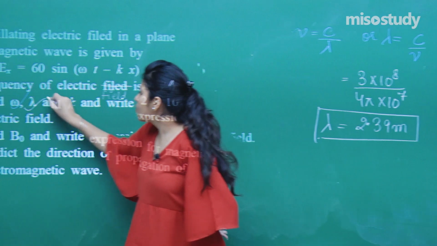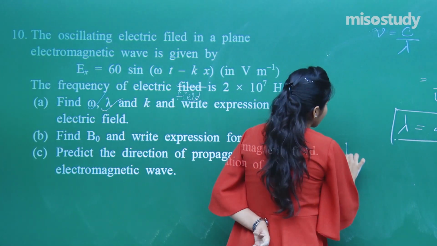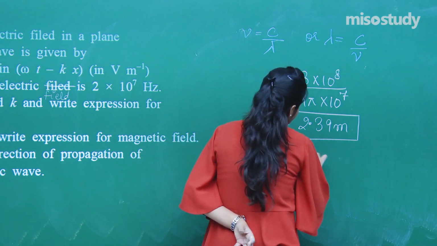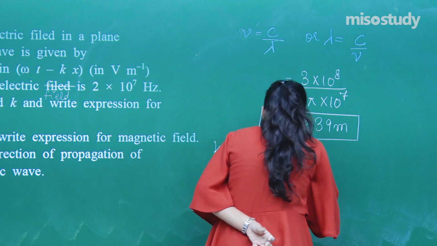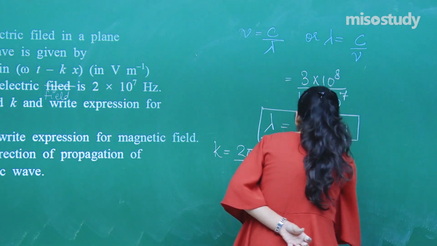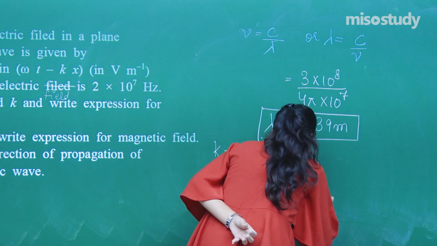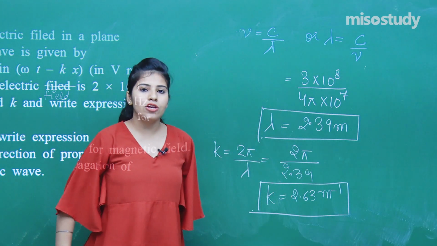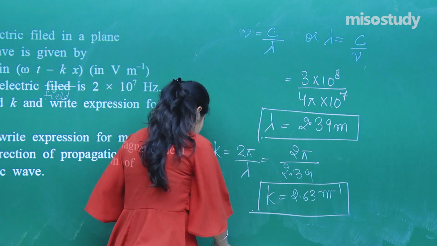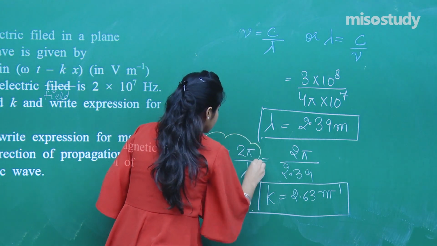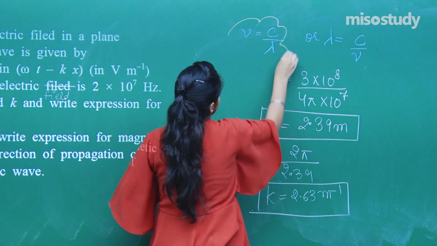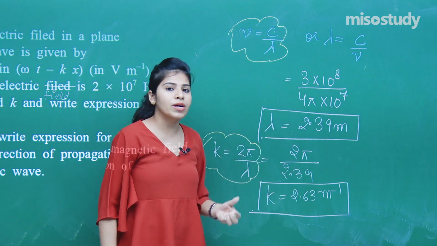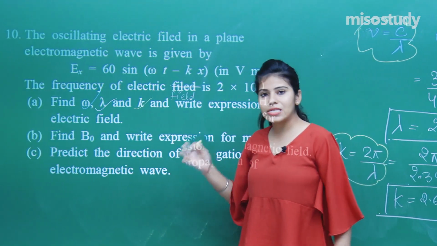Now the third thing, which is k. So we know the formula, k is 2 pi upon lambda. So put the value 2 pi upon 2.39. When you put the value, you will have the value of k equals 2.63 meter inverse. This is the value of k. Now if you know these formulas, this one and the other one which we have used earlier, the question will become very much easier for you. So we have found all these three things.